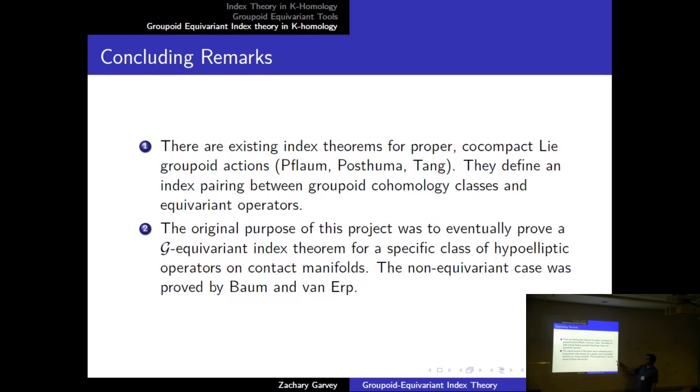I also wanted to mention that there are existing index theorems. So Floyd, who's at CU Boulder, along with Postuma and Tang, they actually do have index formulas for proper cocompact groupoid actions. So operators that are equivariant with respect to these, they actually have formulas for this. It's just not very K-homological, so I think it's sufficiently different from what I'm doing. But I would love to see how they're related. I mean, it would be very interesting if these K-homology formulas and what they did are related in some nice way. So that's my talk. If you guys have any questions, let me know.